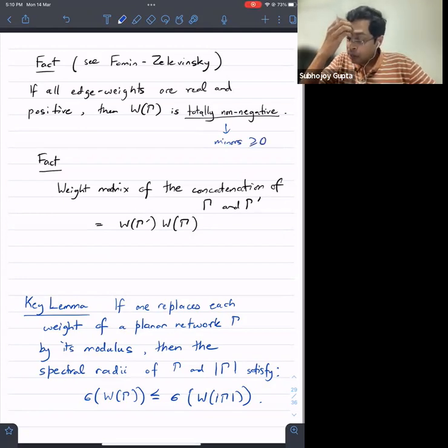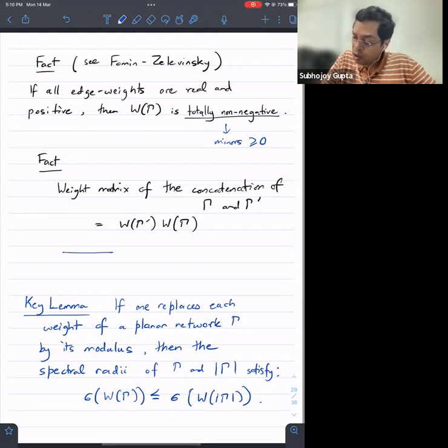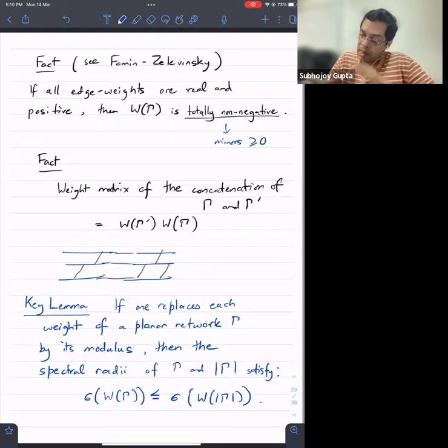And here's another fact that's more elementary. If we concatenate two planar networks, then their weight matrices multiply. Okay, so you can place them side by side and connect up, and you get a weight matrix of the larger planar network. And these are what we use together with this key lemma.